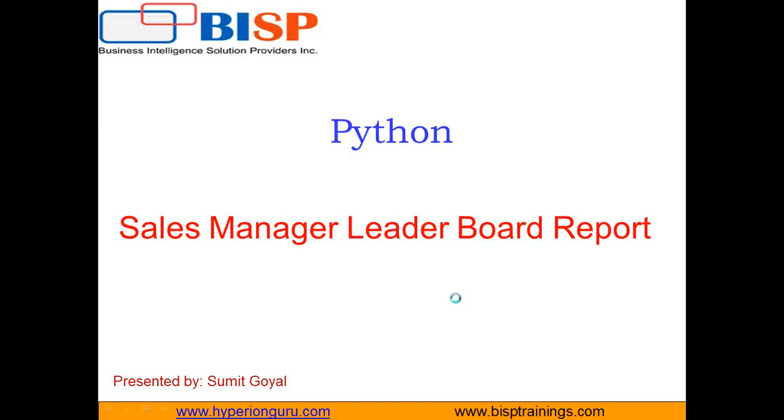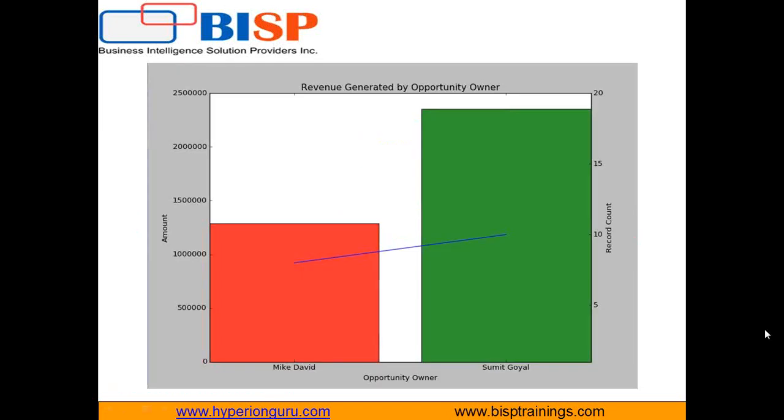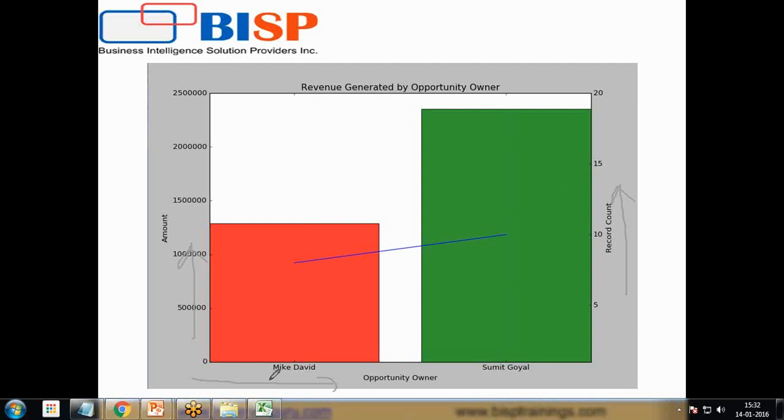So at the end my final output will be this, and you can see this chart is different from other charts. It's not a simple bar chart because there are three axes. We have an x-axis, a y-axis, and another y-axis. On the x-axis the opportunity owners appear. On the first y-axis I have placed the amount, the revenue generated by the opportunity, and on the second y-axis the record count, that is how many opportunities they have closed successfully as won.